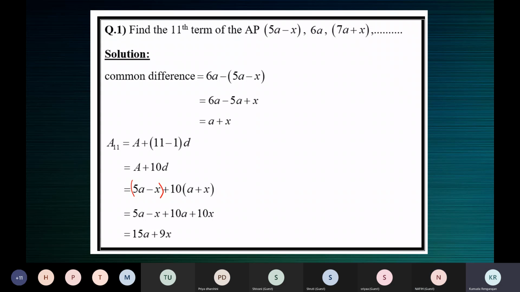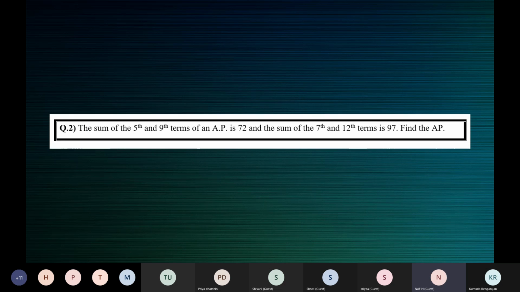Okay, what's the next one? Question number 2, right? Yes, ma'am. What is the AP? 6, 11, 16, 21. I'm so happy to hear the answers from you. Yes, 6, 11, 16. Who can tell me the equations?